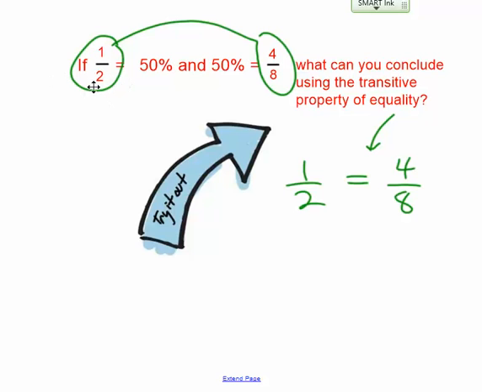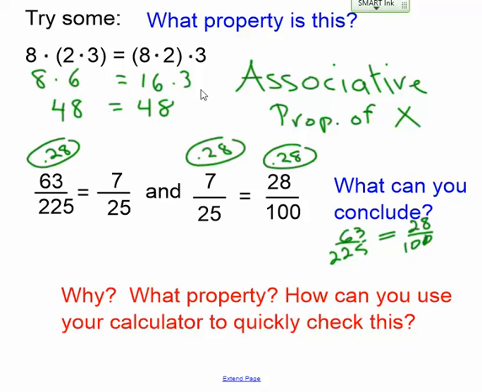So here's an example we tried. If a half is equal to 50% and 50% is equal to 4/8, then what can you conclude? And you guys got it. You conclude that 1/2 is also equal to 4/8. So the first is equal to the last. It's kind of like if A equals B and B equals C, then A equals C in general terms. And we practiced some. This was the associative property of multiplication. And this was the transitive property of equality, and we could conclude that 63/225ths is also equal to 28/100ths. And the beauty of knowing this is that most of the time we would use decimals, and all of these are 28/100ths, which is the decimal 0.28.